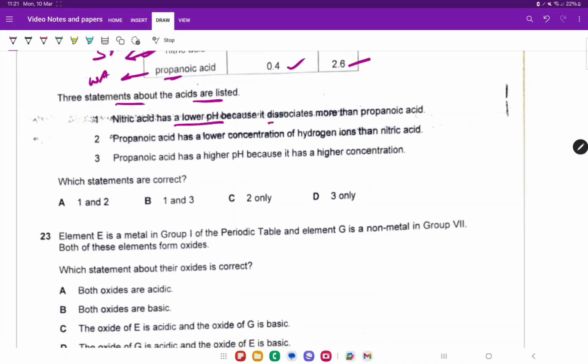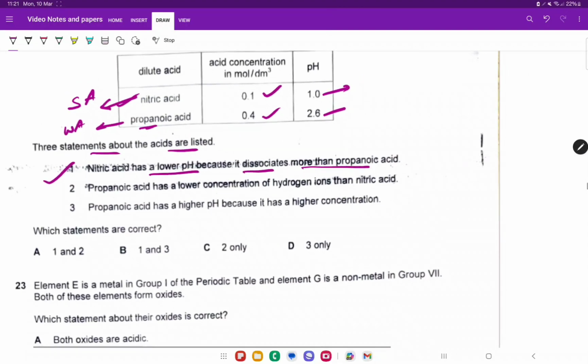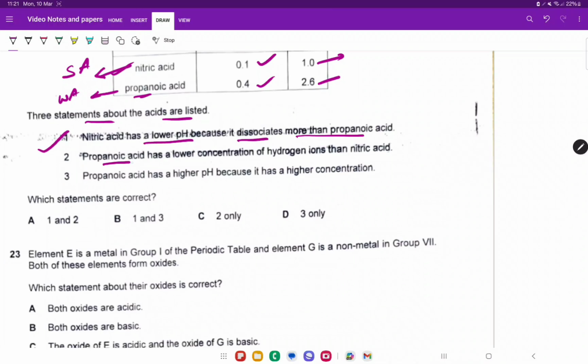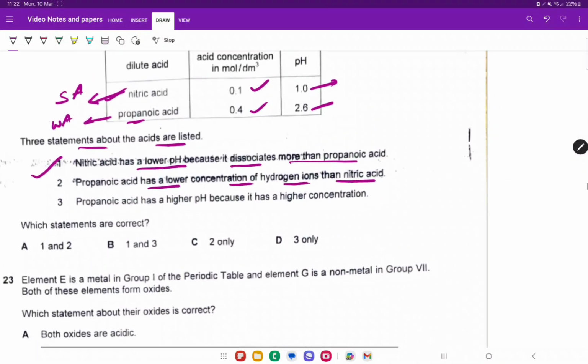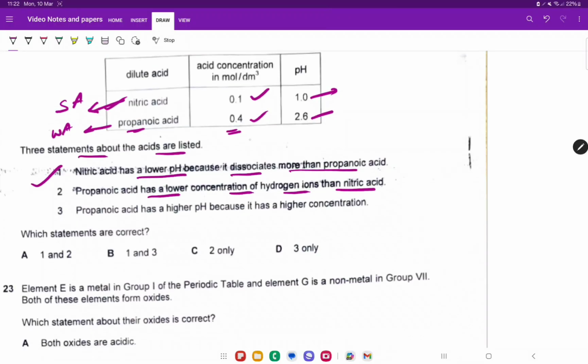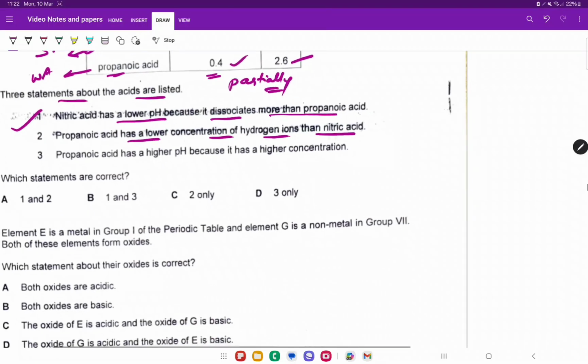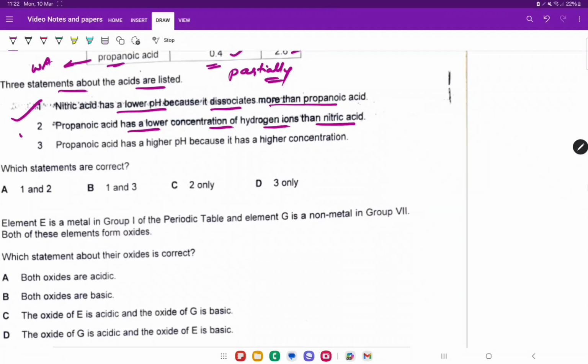Nitric acid has a lower pH because it dissociates more than propanoic acid. Yes, a strong acid dissociates more, it will have more H plus ions, hence a lower pH. Propanoic acid has a lower concentration of hydrogen ions. Now, as per this question, although the concentration of propanoic acid is 0.4, it only partially dissociates. It's a weak acid, so it will have a lower concentration of hydrogen ions compared to nitric acid. Since its pH is also higher, this point is also correct.